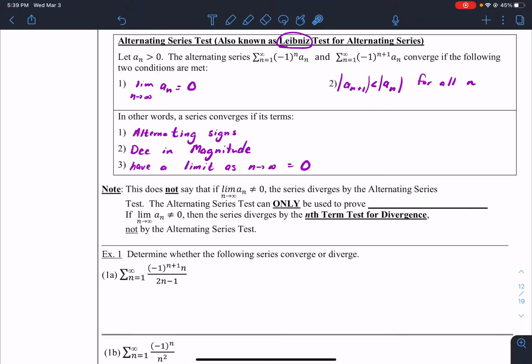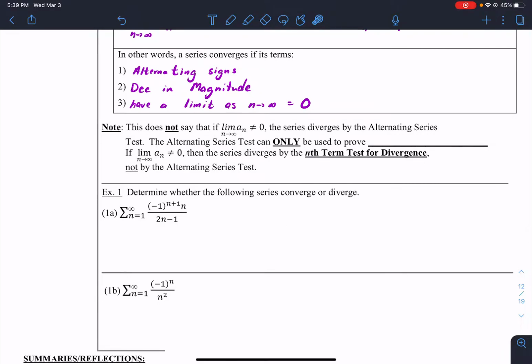Now, I will say that you have to be very careful. The alternating series gets a little quirky at times, but we do use it quite a bit. The alternating series test can only prove convergence. It does not guarantee divergence.